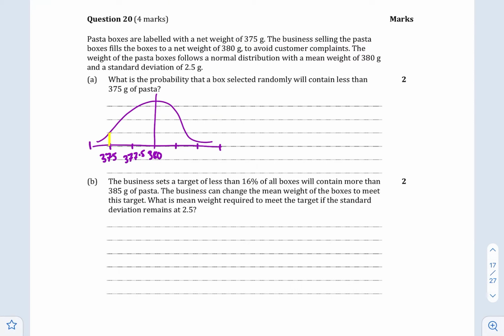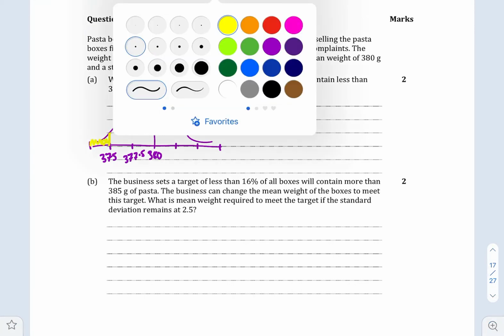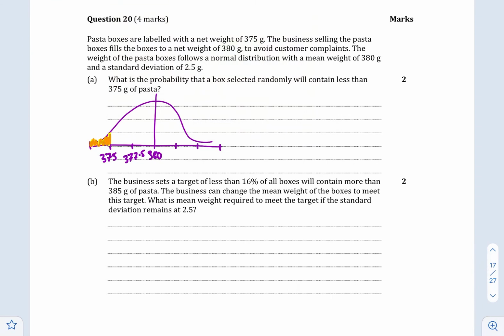It says, what's the probability the box selected at random will contain less than that? So we're looking at this space. Probably should pick a different colour than yellow. It's a bit hard to see. What's less than 375? Well, let's first consider that this is 50% of that space. That's straightforward enough. Then you can consult the reference sheet, or you can possibly just remember that the space between the second standard deviations is 95, but we're only looking at half of that space on this side.